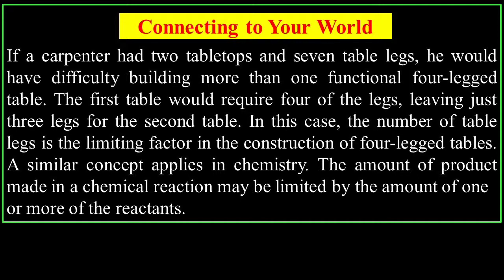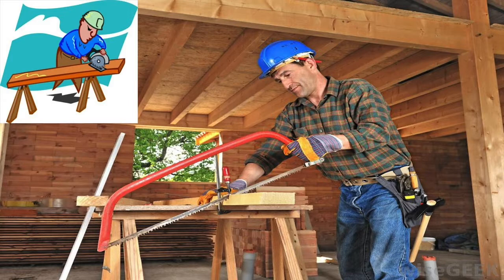The amount of product made in a chemical reaction may be limited by the amount of one or more of the reactants. Here we have Mr. Carpenter building possibly a table, and he would have a difficult time making 2 tables out of 7 legs.